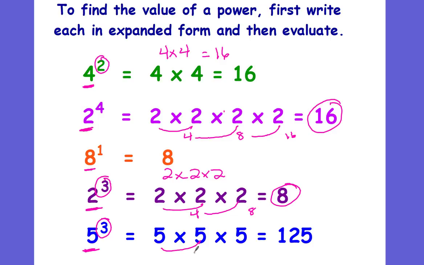5 times 5 is 25. And we want to multiply 25 times 5. So I always think of it as quarters, 25 cents. Well, if you have 5 quarters, how much money do you have? You have 125 cents. So 125. 5 cubed equals 125.